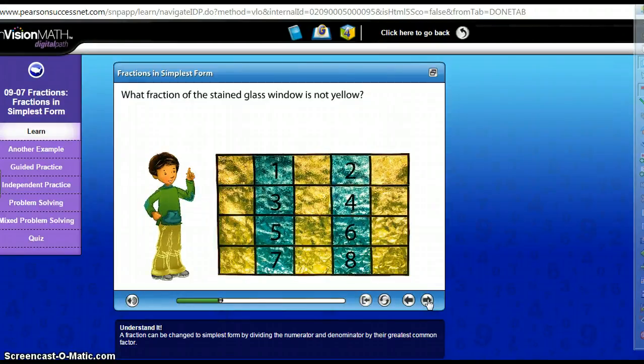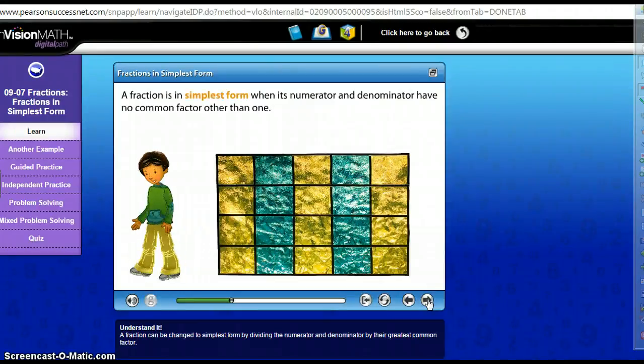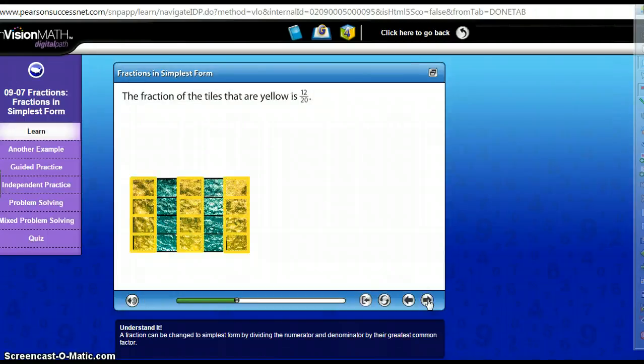What fraction of the stained glass window is not yellow? 8/20ths of the stained glass window is not yellow. 8 of the 20 squares are not yellow. A fraction is in simplest form when its numerator and denominator have no common factor other than 1. The fraction of the tiles that are yellow is 12/20ths.